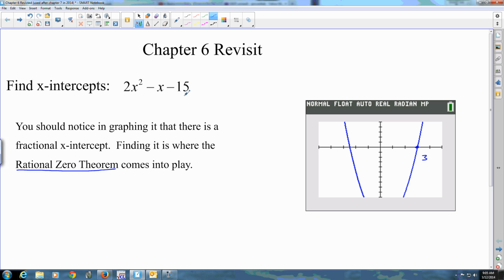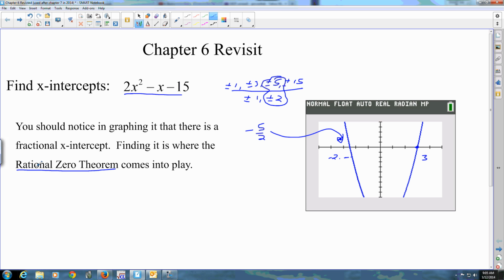was you take all the factors of this number, so plus or minus 1, 3, 5, and 15, and then you divide it by all the factors of the front, plus or minus 1, plus or minus 2. And looking at this, looks like negative 2 point something. Well, right here is negative 5 halves. And it turns out that we haven't proved it yet, but I'm just using this to explain the rational zero theorem. You can use this to find rational zeros.